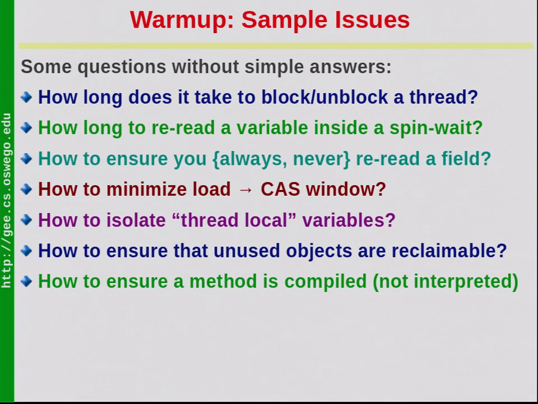Okay, so some of you have been seeing these for a while. These are little tiny concurrent algorithm questions. They're not the kinds of things you think about when you're thinking about concurrent algorithms usually. Spinning, blocking, waiting, field rewrites, CAS windows, thread local isolation, making sure that a leaky garbage collector doesn't cause the application to blow up. And you know, we write some code that really ought to be like C code. It's got to be heavily optimized. And sometimes it's not. It's just interpreted. Wow.